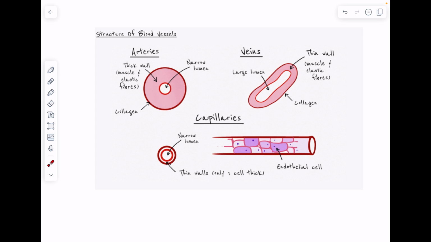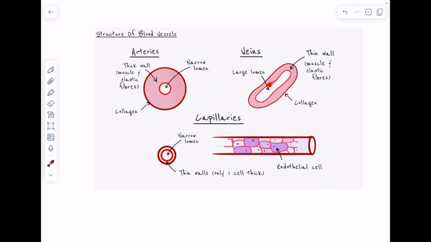Surrounding that narrow lumen, you have thick walls that contain 3 layers. There's thick, smooth muscle and elastic fibres, and that needs to withstand the high pressure of the blood flowing through that lumen. The narrow lumen further maintains the high pressure within the arteries. The function of the arteries, remember, is to carry blood at high pressure from the ventricles of the heart to other tissues of the body.